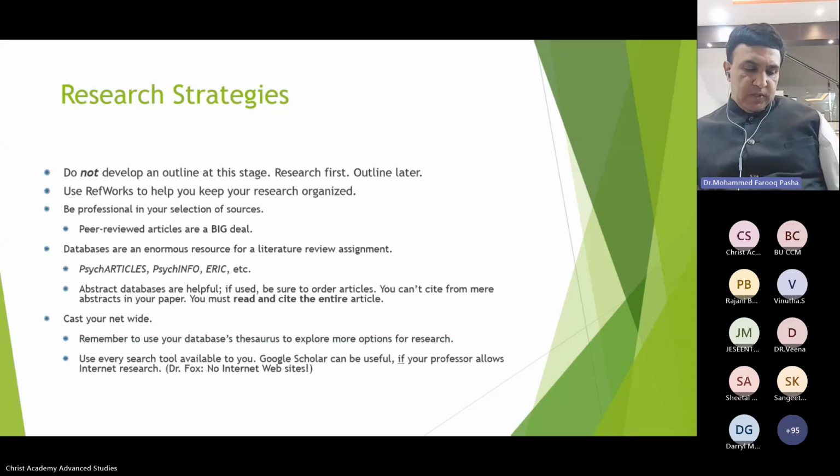So it is possible. Use reference work to help you keep your research organized. Be professional in your selection of resources. Peer-reviewed articles are a big deal. Again, that is to be taken care of as per the requirement of the university or whatever they prescribe. They keep changing from time to time. Databases are an enormous resource for a literature review assignment. Abstracts, and cast your net wide. Remember to use your database treasure to explore more options for research. Use every research tool available for you as far as your research is concerned.